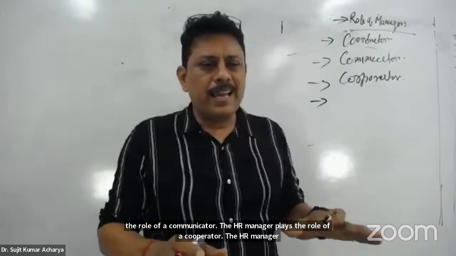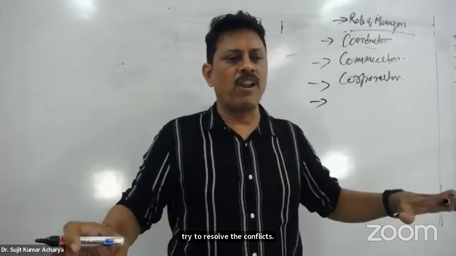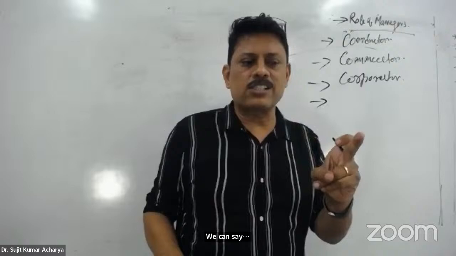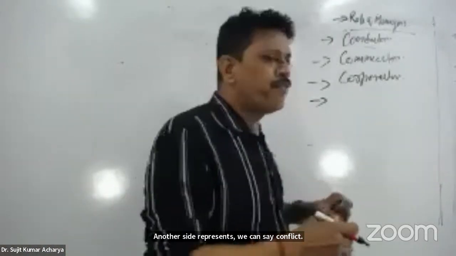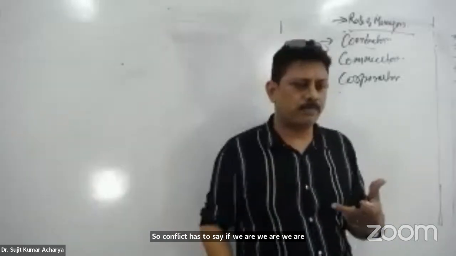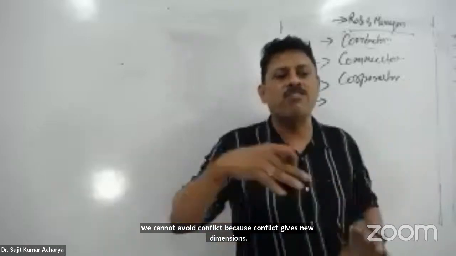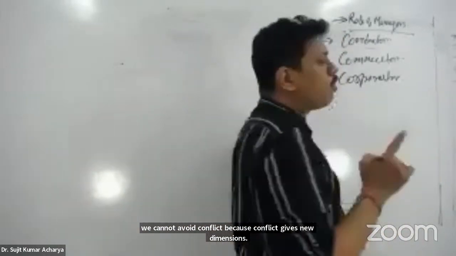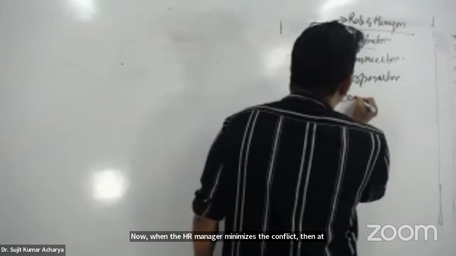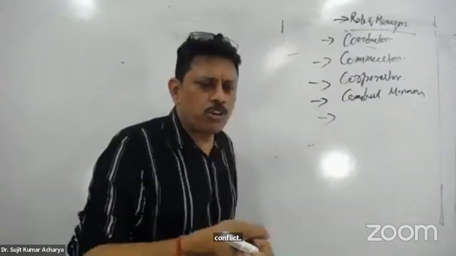The HR manager basically tries to resolve the conflicts, tries to minimize the conflicts. We can say cooperation is one side, and the other side represents conflict. So conflict has two sides. If we continue with a conflicting situation, that will give a stressful condition. Now we cannot avoid conflict, because conflict gives new dimensions. Conflict has a positive side and a negative side. When the HR manager minimizes the conflict, at that point of time he plays the role of a conflict minimizer.